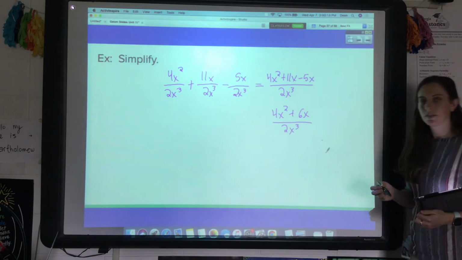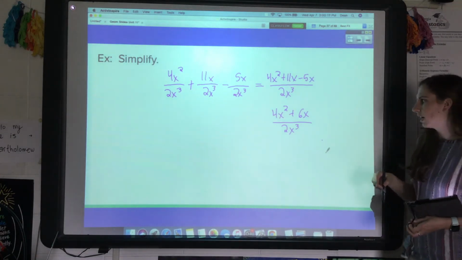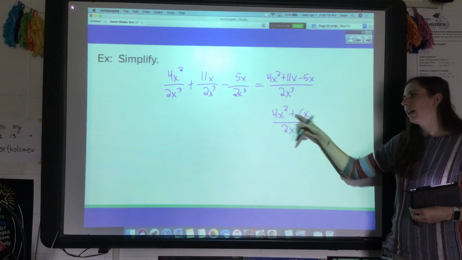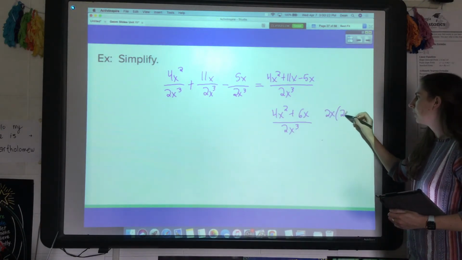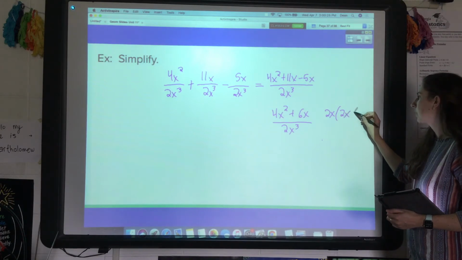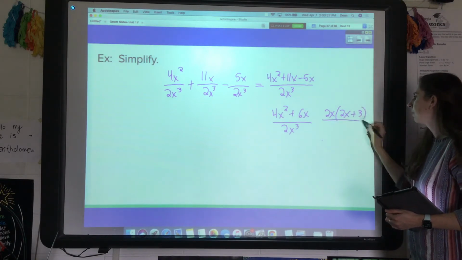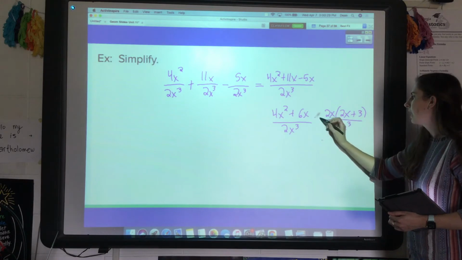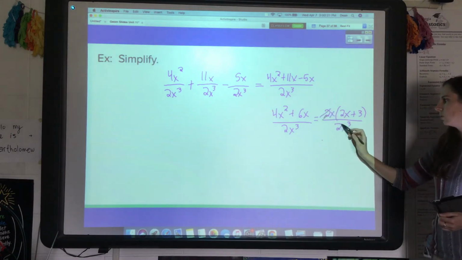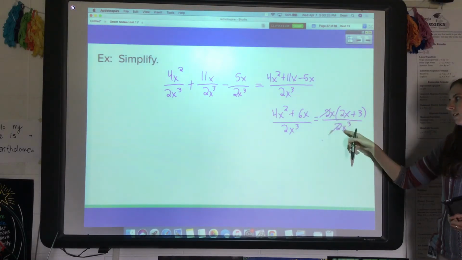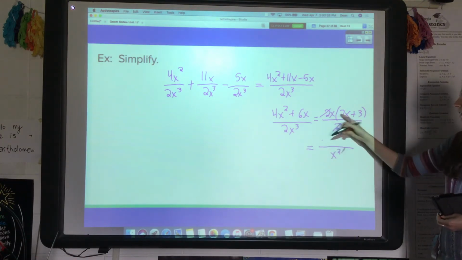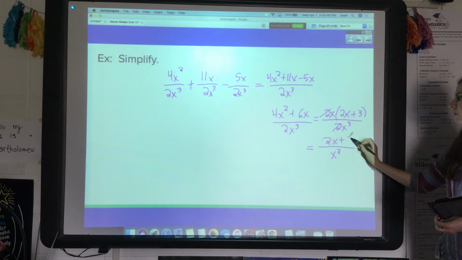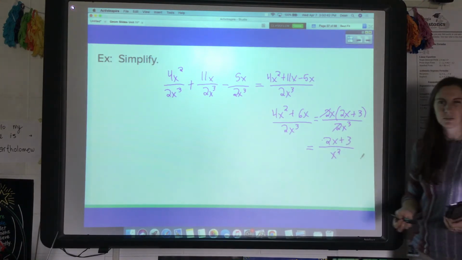And I could simplify this one a little bit as well. I could factor out a 2x from the top, which would leave 2x plus 3. And now I can cancel out those 2's and one of the x's, so that would leave just x squared on the bottom and this on the top. So that's my final simplified answer.